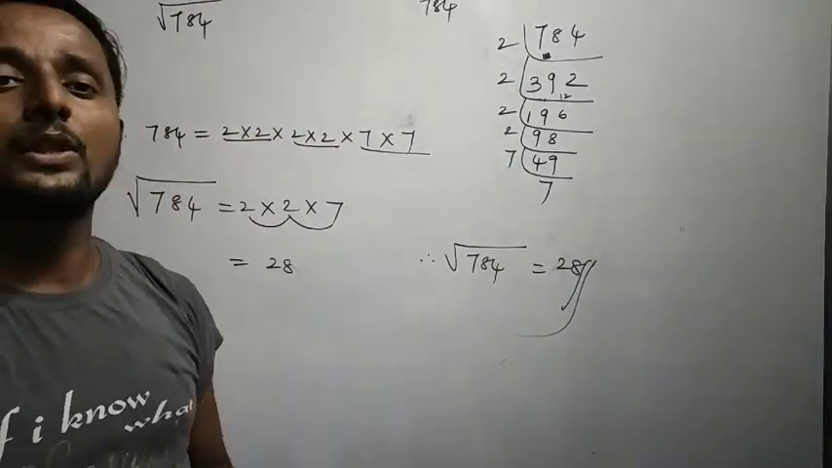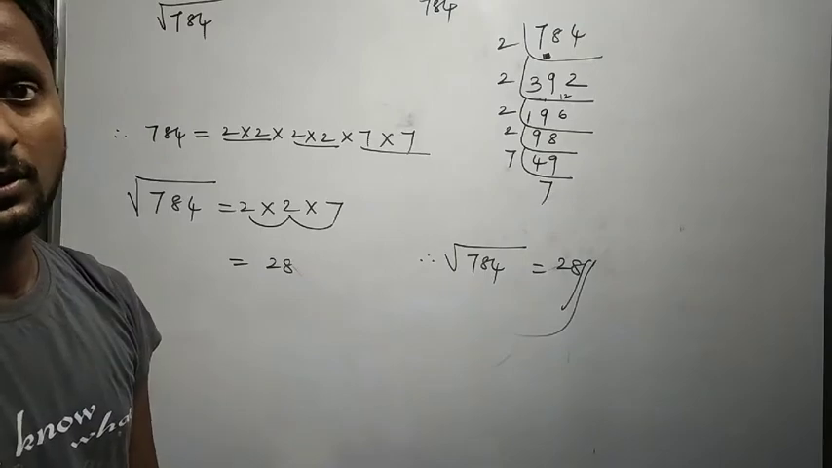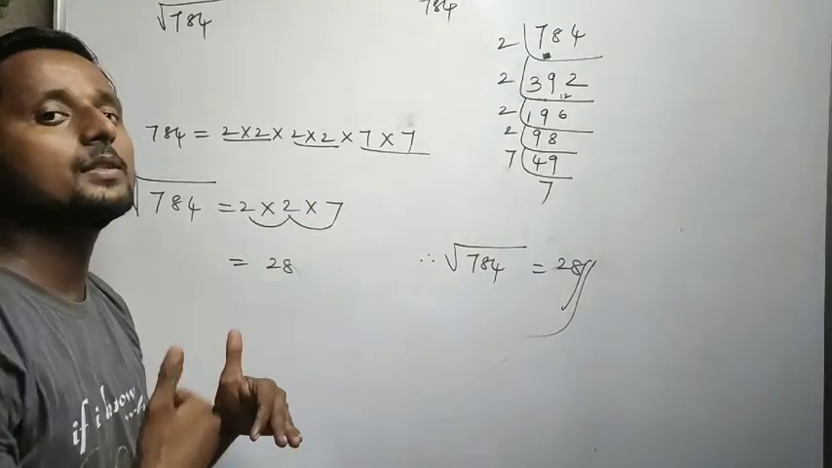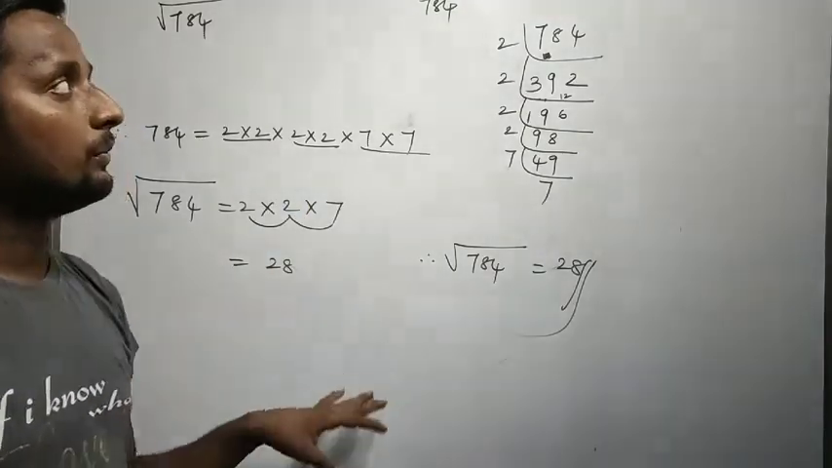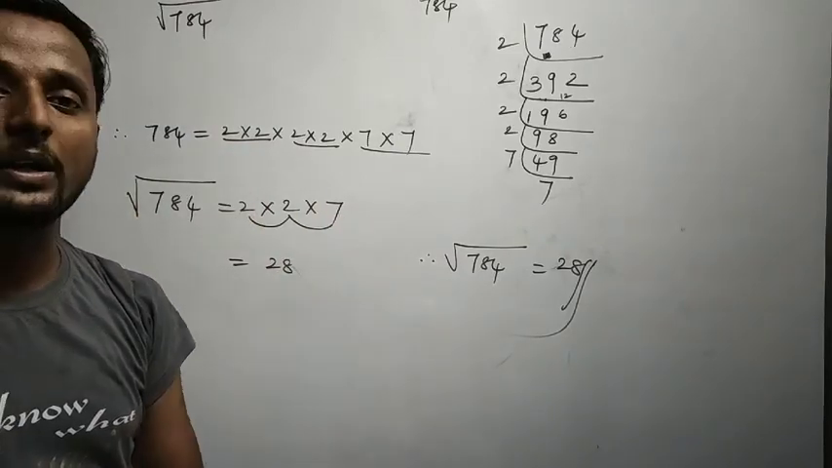So here we have seen two methods. One is by subtracting successive odd numbers. Yes, by subtracting successive odd numbers we did the finding of the square root, and here we used the prime factorization method to find the square root.